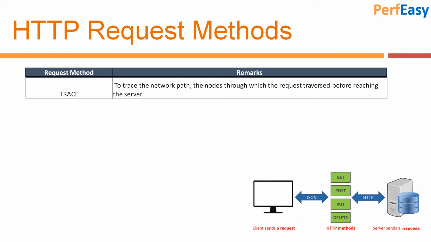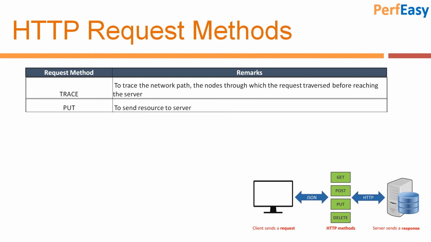When we send a request with the TRACE method, the response would give us the IP addresses of all the nodes it traversed before reaching the server. So it helps the networking team to identify the shortest path between the client and the server.